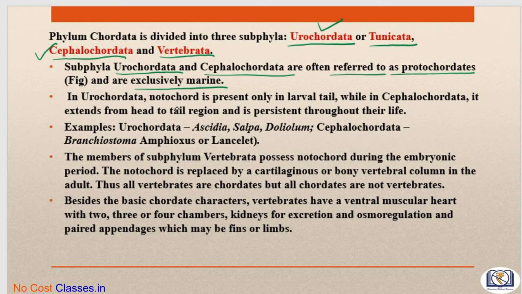In urochordates, the notochord is present only in the larval tail. Urochordates में notochord present तो होती है, लेकिन कब बेटा होती है? Only larval tail. While in cephalochordates, it extends from head to tail region and persists throughout their lives.